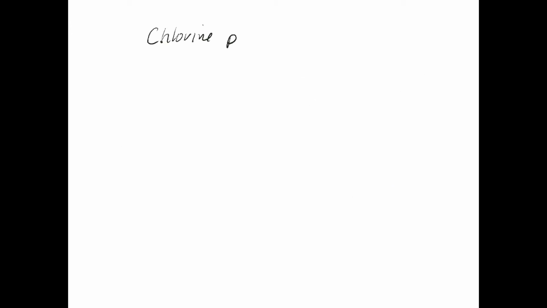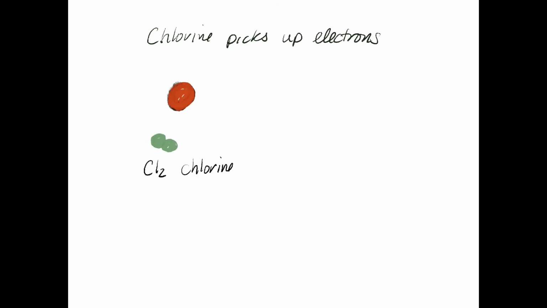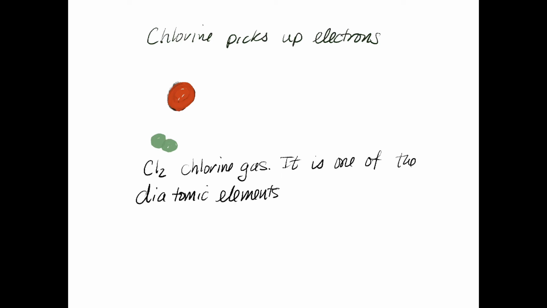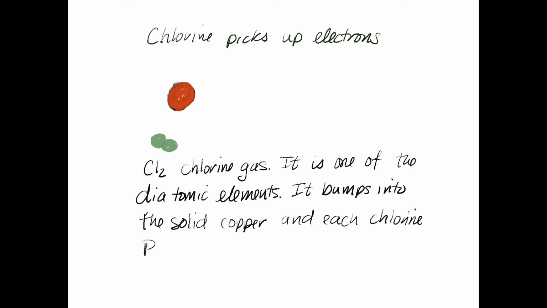All right, so let's look at how this bonds. Here we've got chlorine, which is basically Cl2. It's a gas. It's one of the diatomic elements, and it bumps into the solid copper, and each chlorine is going to pick up an electron. So each chlorine is now -1 from picking up a negative electron.